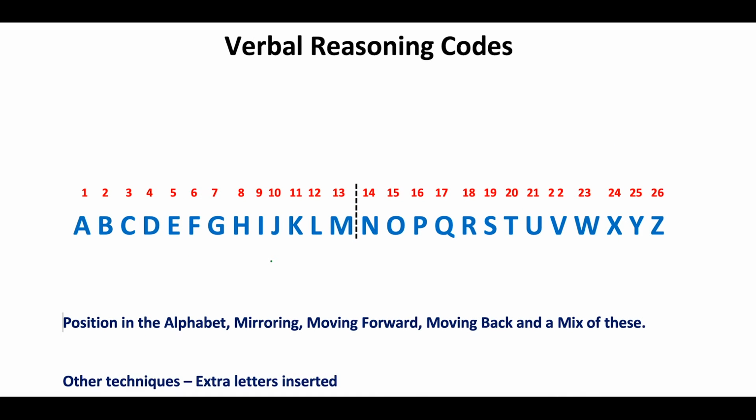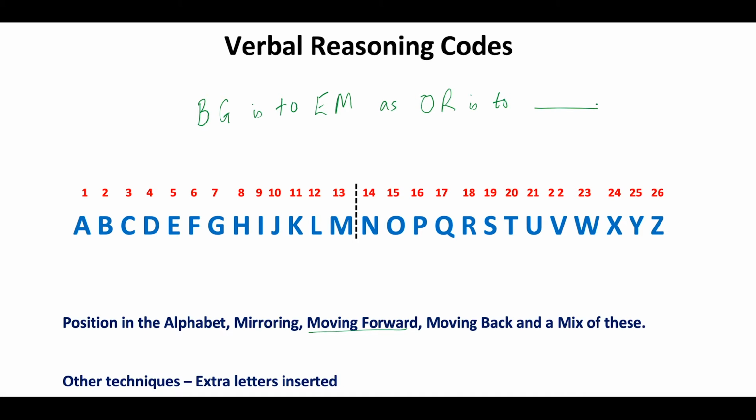So now let's have a look at the concept of moving forward, and then we'll have a look at some moving backwards as well. So moving forward. Let's have a look at an example. Just say that we had something like BG is to EM as OR is to, and you had to work out the code.